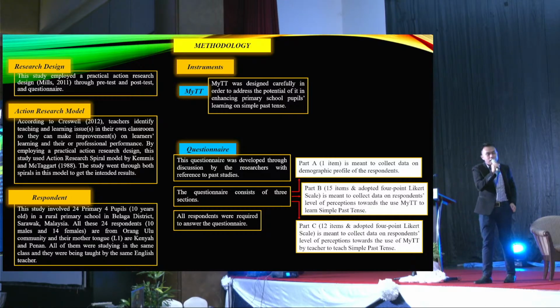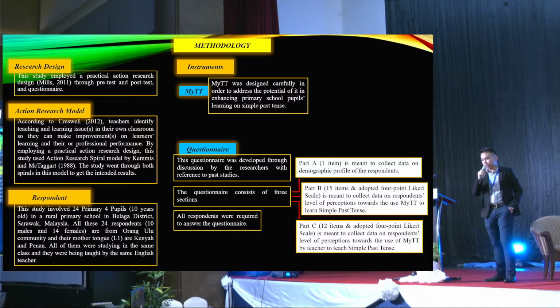Oh, before I forget, MyTT is a template actually, which I designed purposely for my kids. I will show you at the end of this presentation. All right, the respondent, I don't think we have to go for the actual research model. We skip, we go straight away to the respondent.